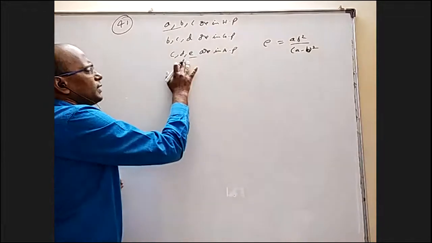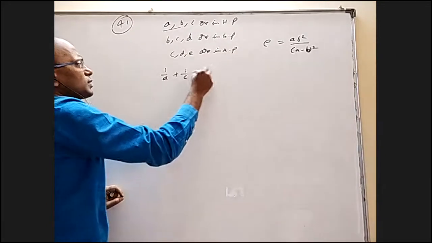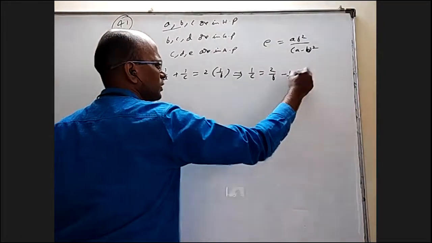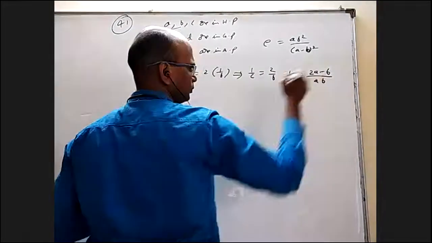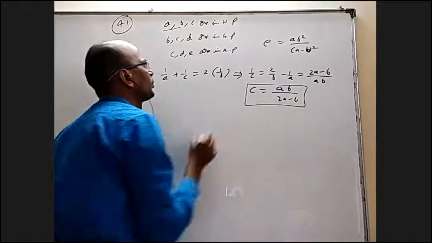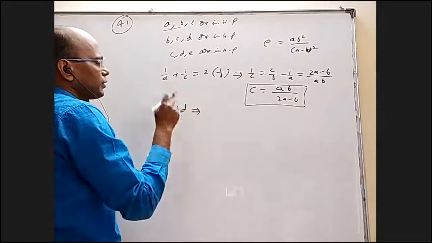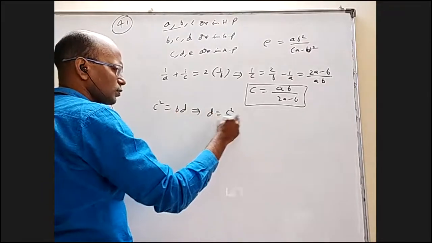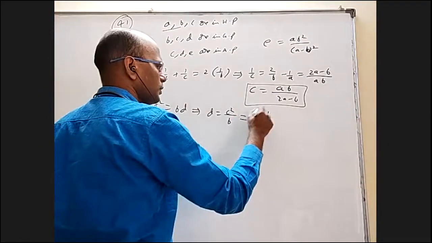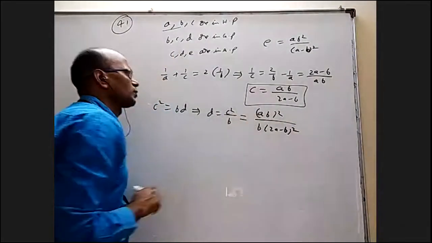Okay, so anyway, I need D and E. That's the point in terms of that. Okay, we'll start from here. 1 by A plus 1 by C is 2 times 1 by B. So 1 by C is 2 by B minus 1 by A, which is 2A minus B by AB. So C will be AB by 2A minus B. So we got C in terms of AB. Coming to this, C square equal to BD, and I want to find D. D is C square by B. I want it in terms of AB, so I have to substitute this. It will be AB whole square by B into 2A minus B whole square. So I want D also in terms of this.